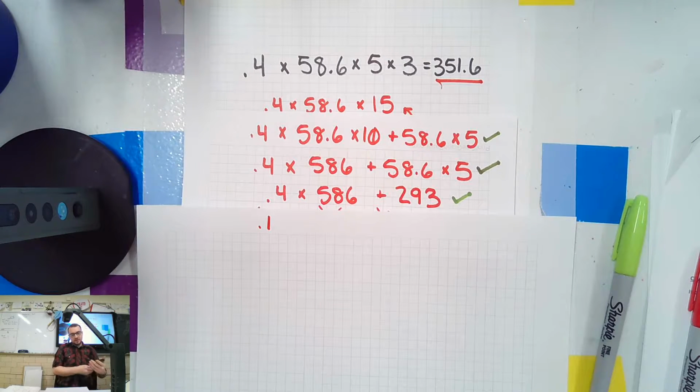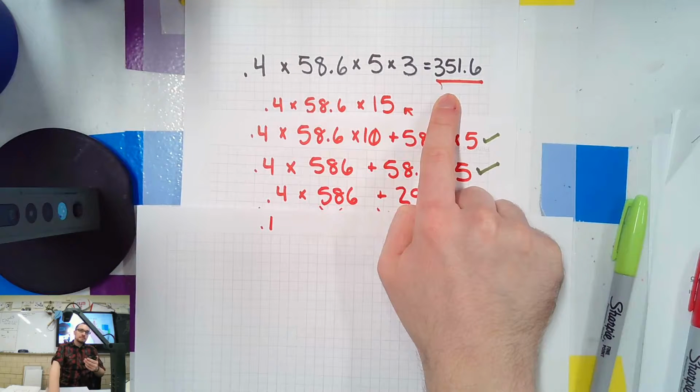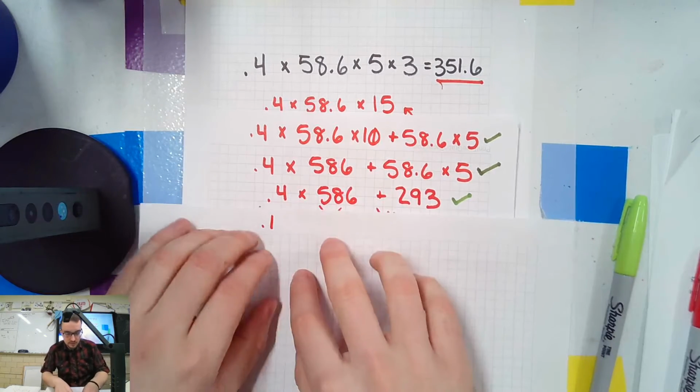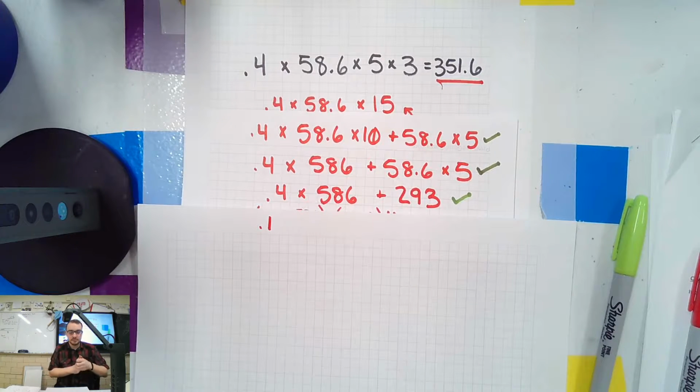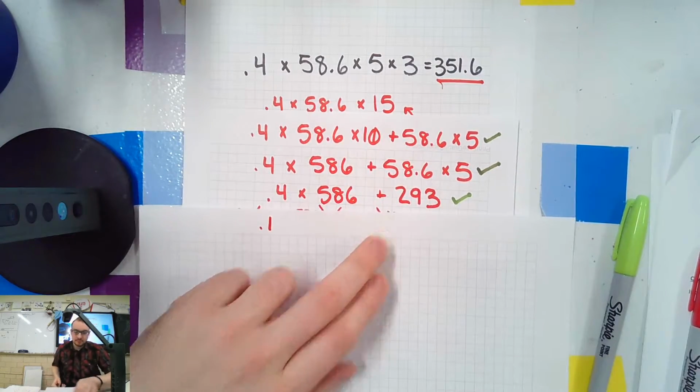15, 15. Oh, yeah. 58.6 times 5 times 3 times 0.4. 0.4 times 58.6 times 5 times 3. I got 351.6. Right? We agreeing on that? Yeah? But I think your faulty logic is between the second step and the third step. So we must have an issue earlier on.